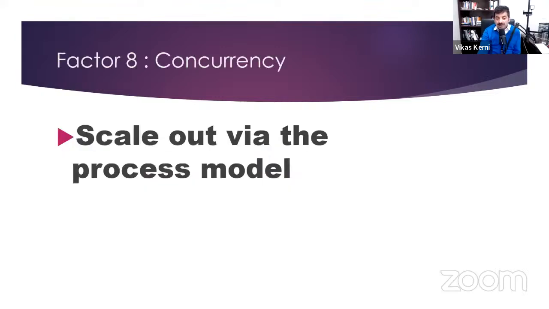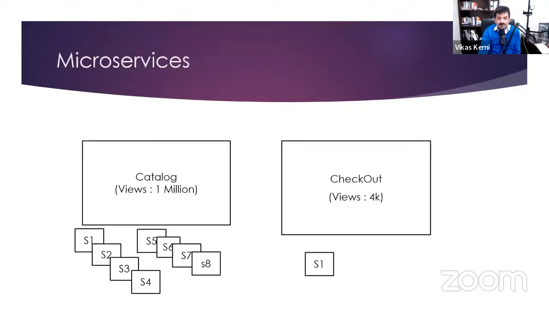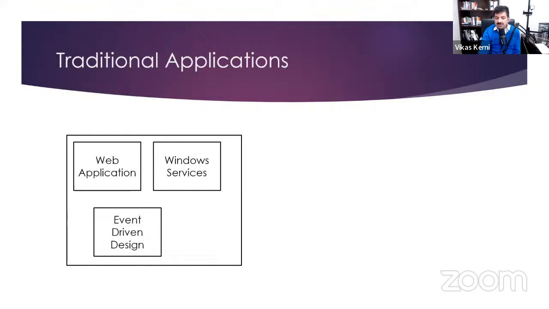So, scale out by the process model. This can be thought about in two ways. One is the traditional one. In the traditional one, instead of having just a web application, a lot of times all of us have written Windows services, right? So there was some backend process. We just write the Windows services and we can deploy on multiple app servers and it can take some processing. That is one way.